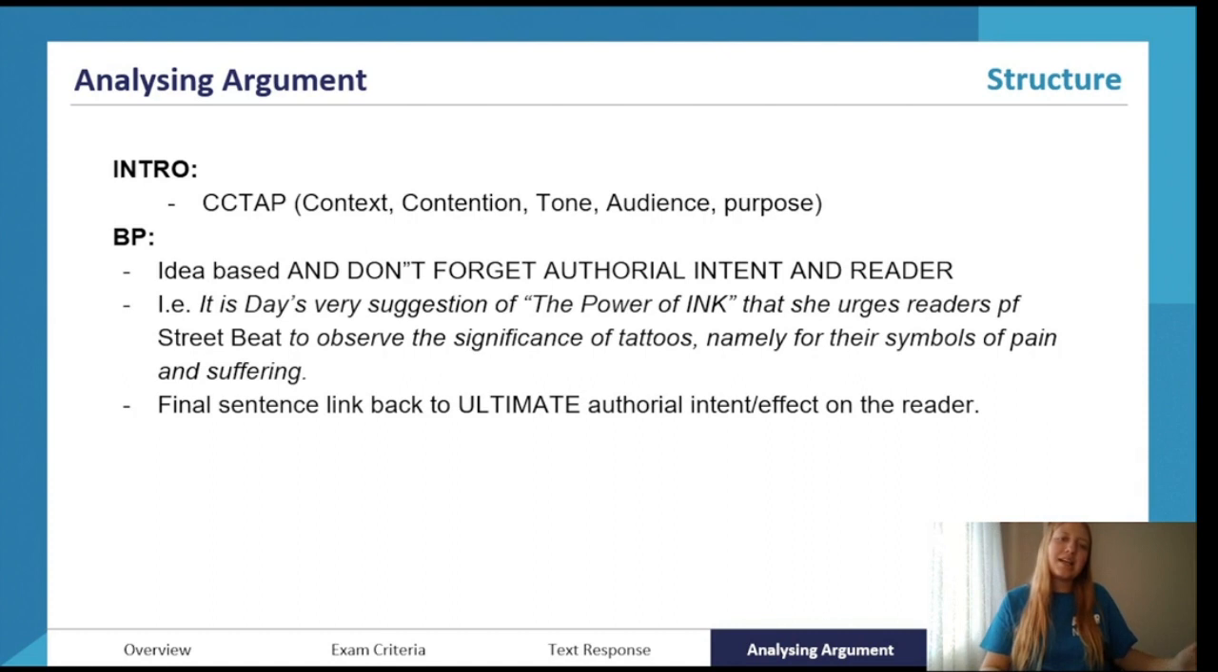So body paragraphs, idea based. Our body paragraphs are our arguments in our piece. And don't forget authorial intent and the reader. So, for example, looking at this one, it is Day's very suggestion of the power of ink that she urges readers of Streetbeat to observe the significance of tattoos, namely for their symbols of pain and suffering. And showing how we tick everything off and go through the whole process. But we've talked about what, how, why so much. And then we want a final sentence, our linking sentence, to link back to the ultimate authorial intent or the effect on the reader.